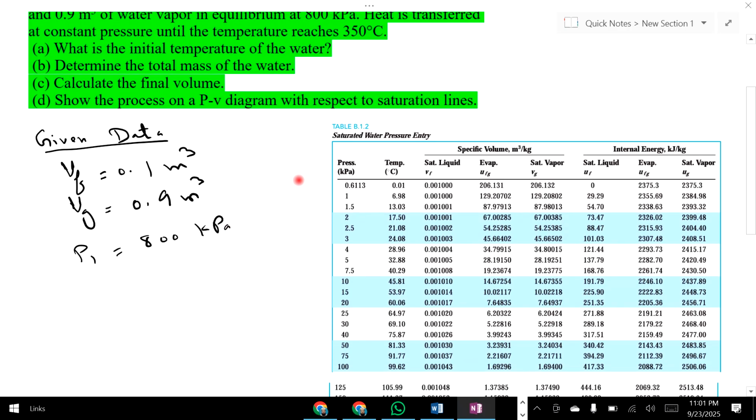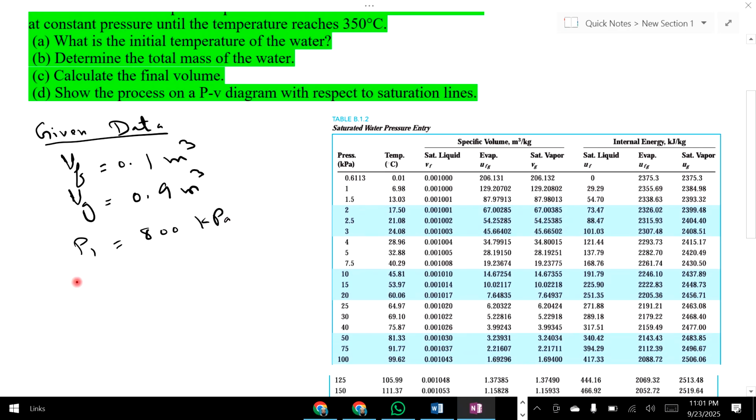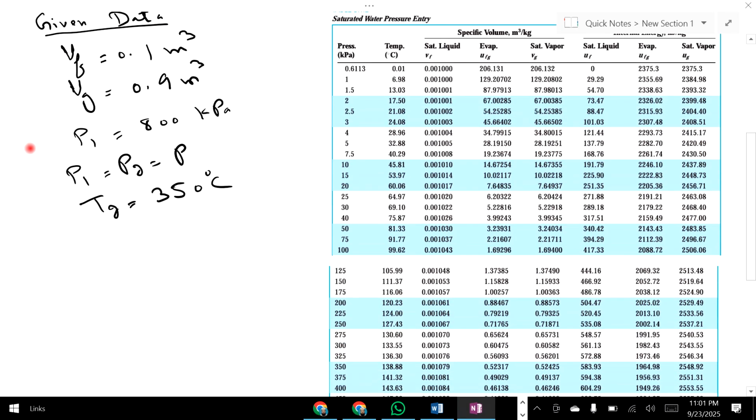Heat is transferred at constant pressure. Pressure is constant, it means that P1 is equal to P2 is equal to P, until the final temperature is 350 degrees centigrade. Required is: what is the initial temperature of the water?